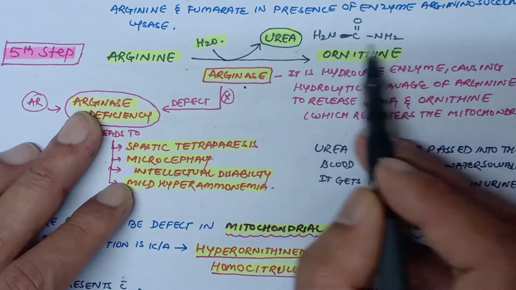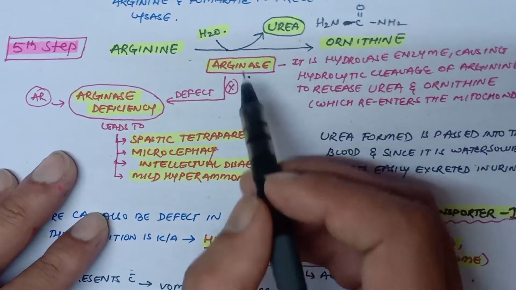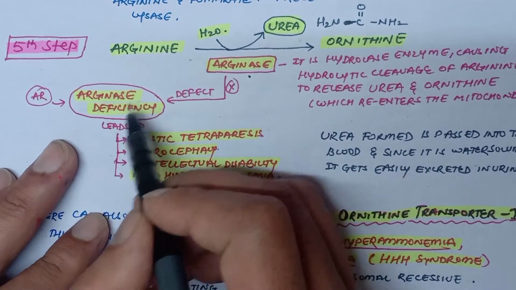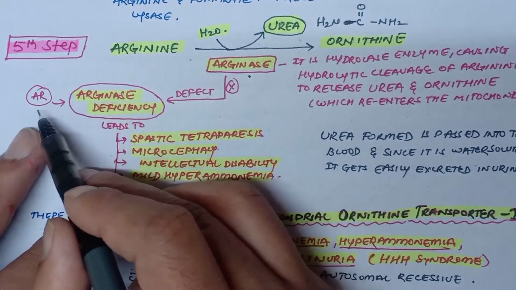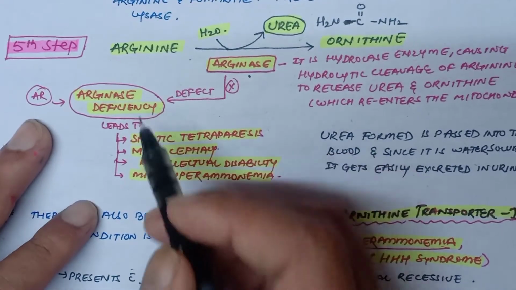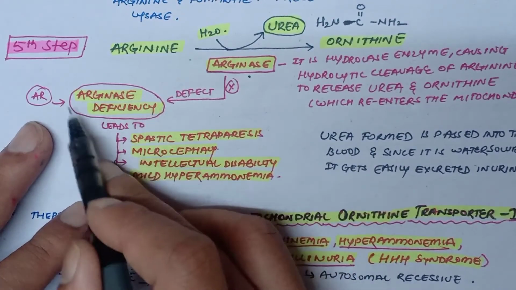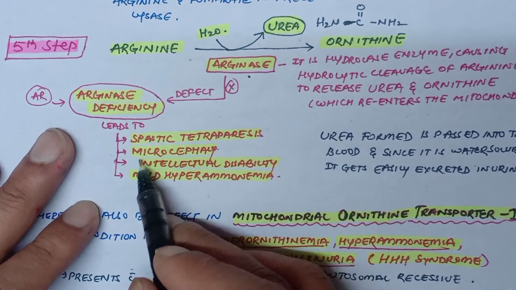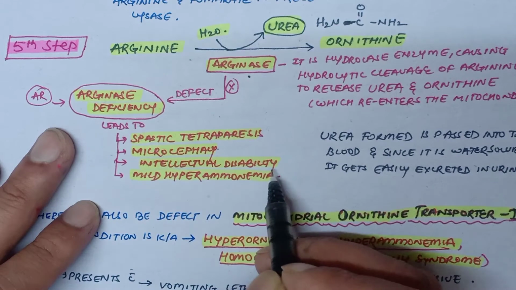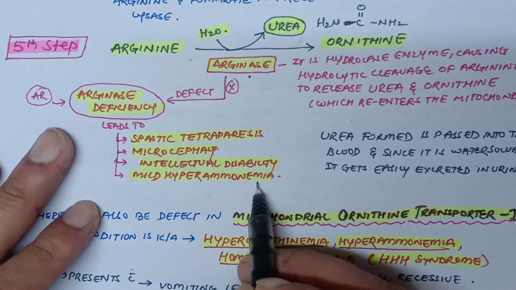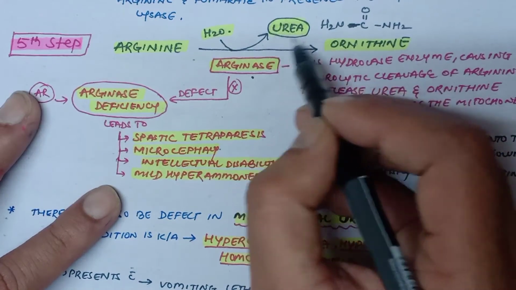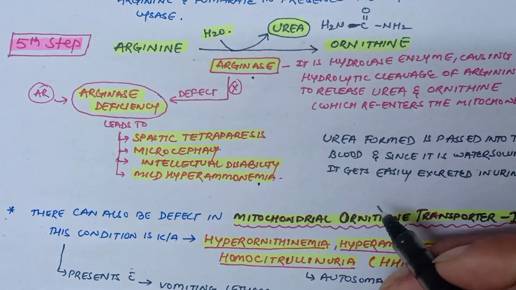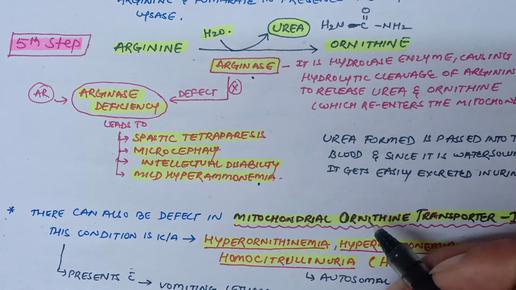will re-enter the mitochondria. Now when there is a defect in arginase, it leads to a condition known as Arginase Deficiency, which is an autosomal recessive disorder. And the characteristic features of Arginase Deficiency are spastic tetraparesis, microcephaly, intellectual disability and mild hyperammonemia. And during the process, the urea formed will be taken into the circulation and will reach the kidney. And since it is water soluble, it easily gets excreted in the urine.